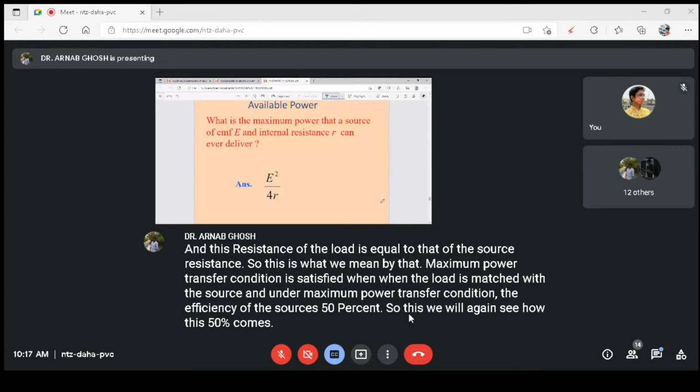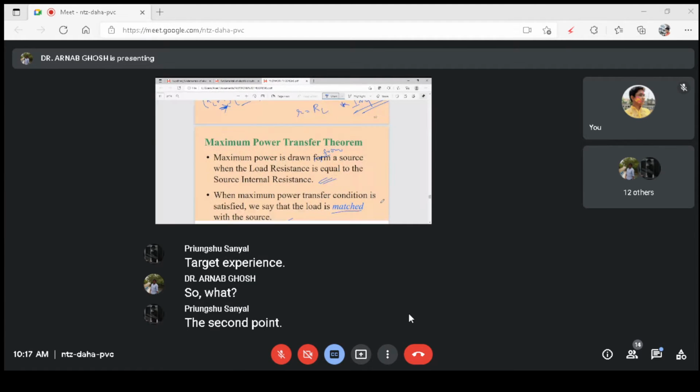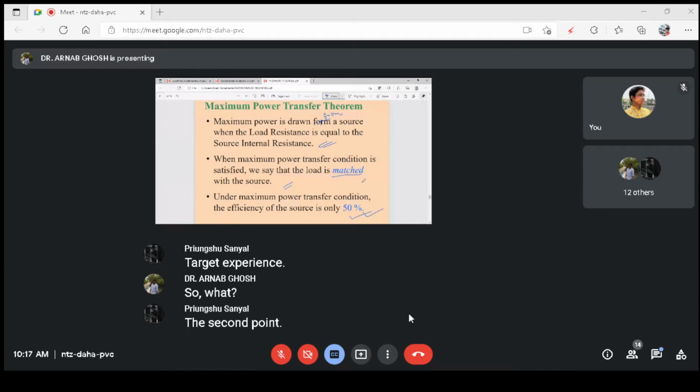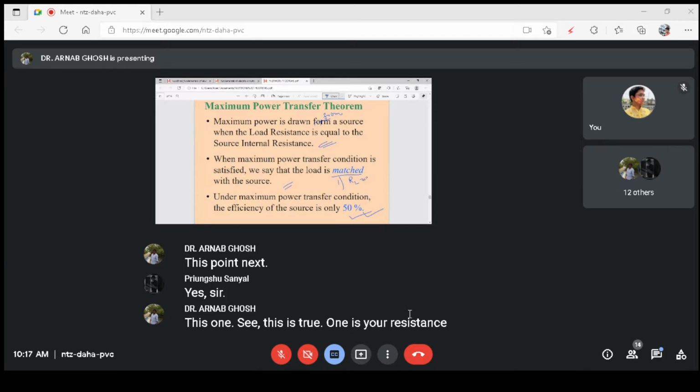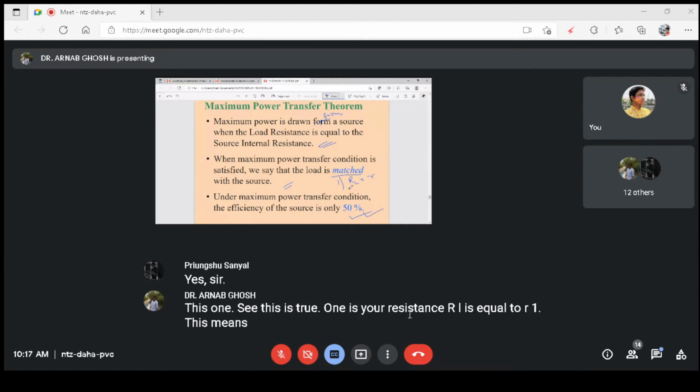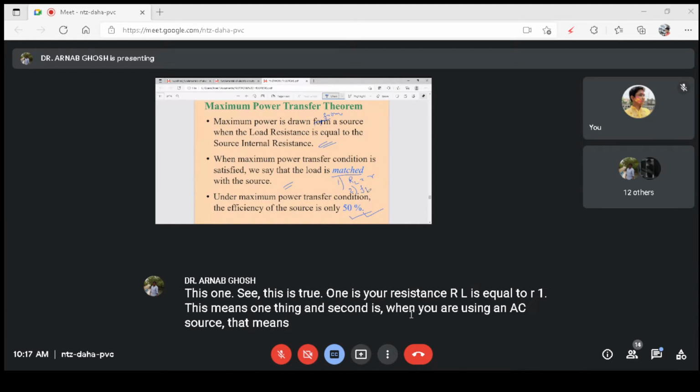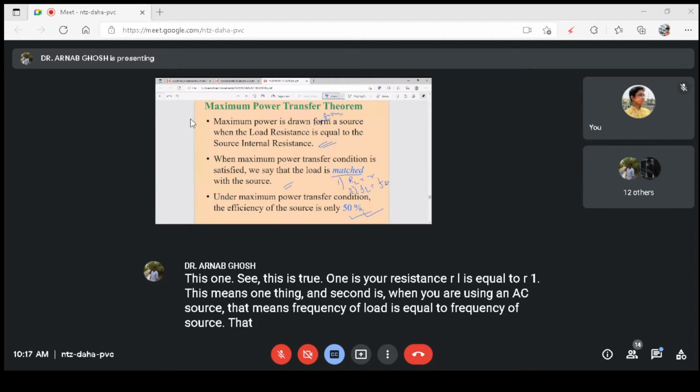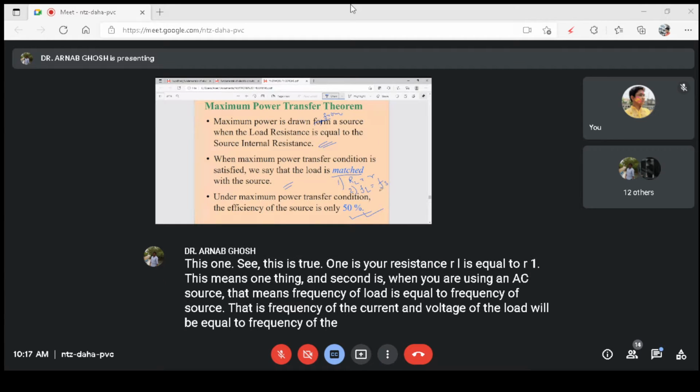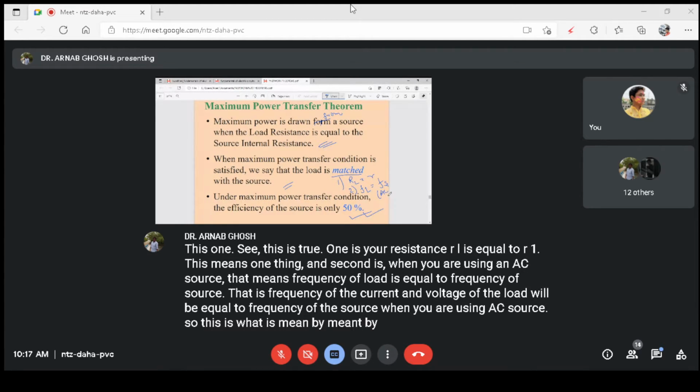Sir, can you explain the second point? This one. See, this is two. One is load resistance, RL is equal to R. This means one thing. And second is the source. That means the frequency of the load is equal to the frequency of the source. That is, the frequency of the current and voltage of the load will match when you are using an AC source. So this is what is meant by matched.